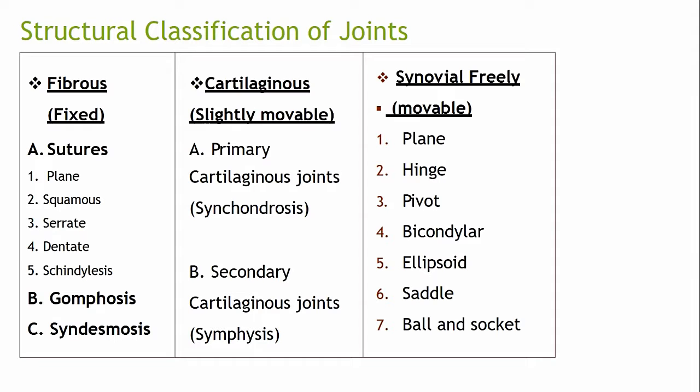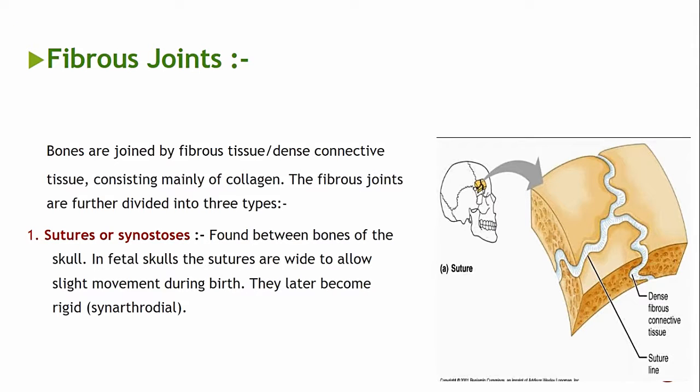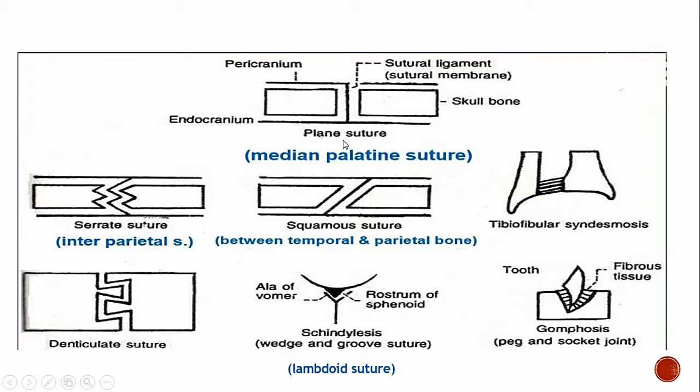So the fibrous joints, the first classification, fibrous or fixed. We have the sutures, also known as synostosis, meaning between the bones. So these are the sutures, suture lines and suture joints. And we have different types of sutures, like the medial palatine suture and the interparietal suture. Between the temporal and parietal, we have squamous sutures, and these are different kinds of sutures. Actually, in view of MCQs, you need not remember all this. Just go and remember the previous classification which is written.